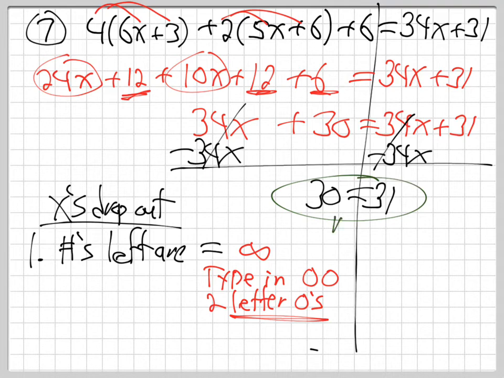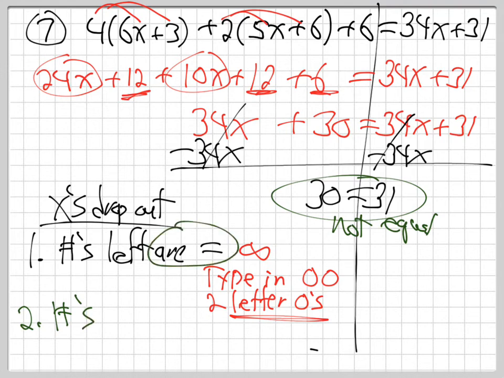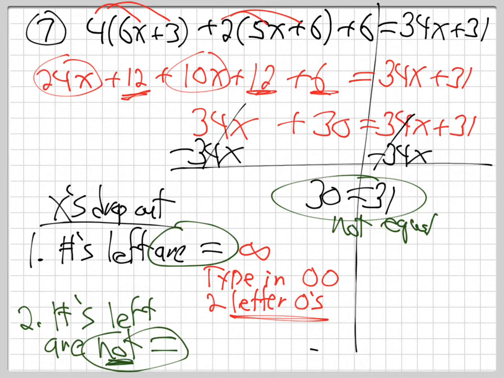These numbers are not equal. So this is when they are equal. When the numbers left are not equal, then you type in DNE in capital letters. It stands for does not exist, meaning there's no answer to that equation. There's no answer that can make that equation true. Can't happen. Nothing's going to make it true.